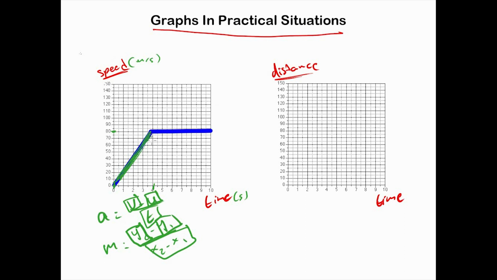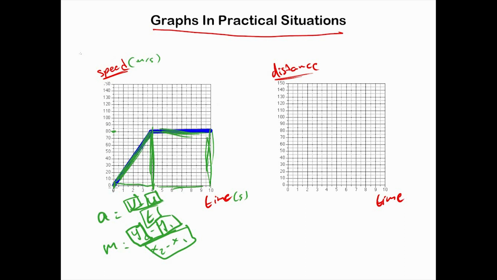So here in the second region, in the time interval between 4 and 10 seconds, the car is moving at a constant speed. So the speed isn't changing, it's constantly at 80 meters per second. And so we can say that the acceleration is 0. And also in speed time graphs, you can find the distance in a particular region.